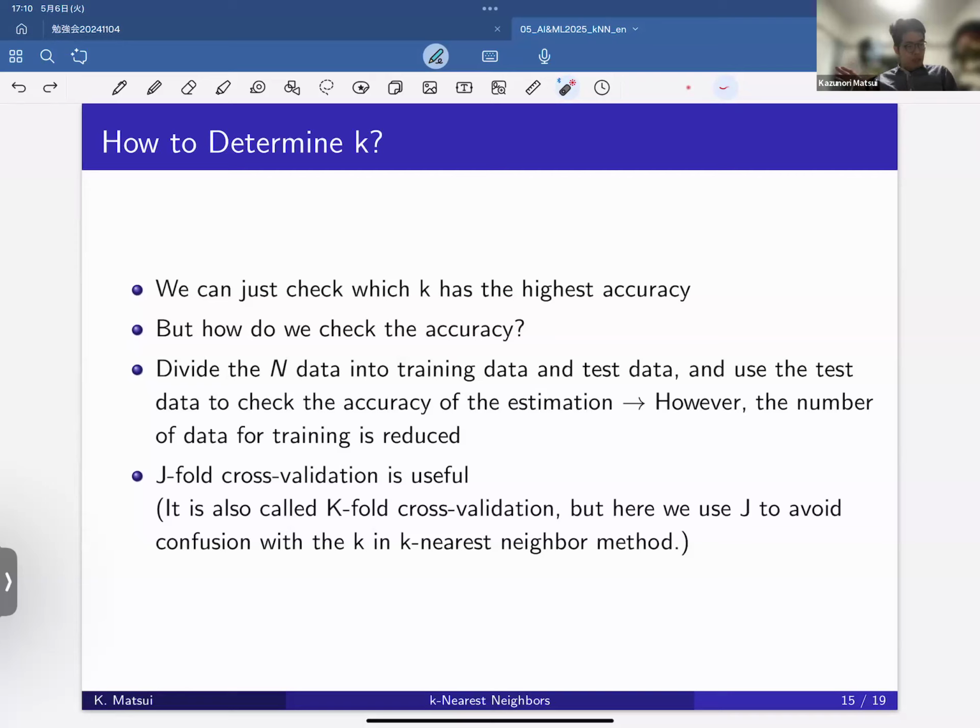However, this method reduces the amount of training data available for estimation. This is where J-fold cross validation comes in handy. I called it K-fold cross validation in the first lecture, but here I will use J to avoid confusion with the K in the k-nearest neighbors method.